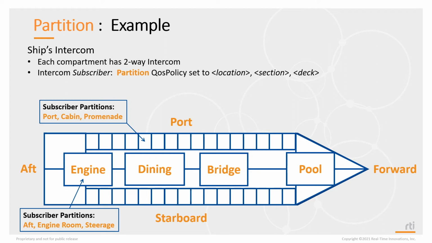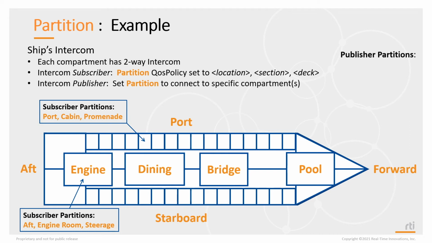It's the engine room, and maybe it's in the lowest portion of the ship, called steerage. So as a publisher, if I want to talk to a room, like I'm the captain on the bridge and I want to talk to everybody on the port side of the ship, I set my partition to port. And then all subscribers, all applications which have a data reader with a subscriber that also has port, well, I'm now connected to them as a publisher.